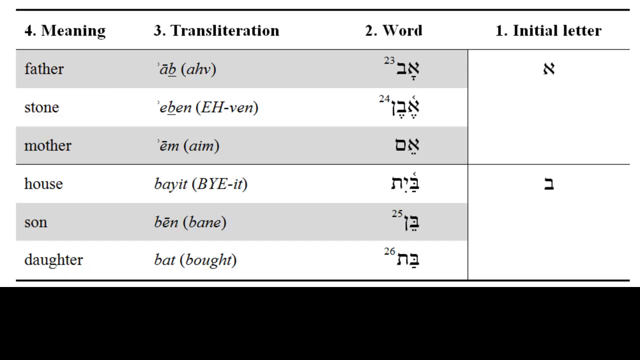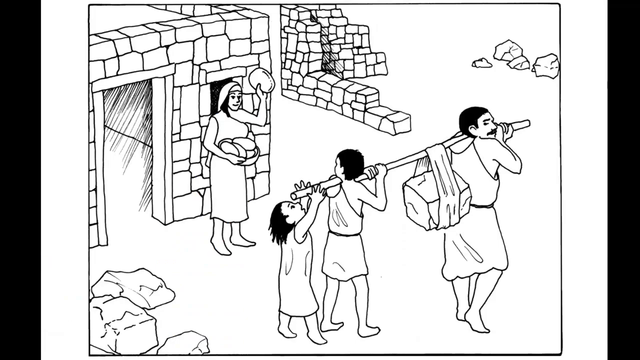Let's read over these words together. Av, Av. Evan, Evan. Notice the accent is on the first syllable, signaled by the raised chevron. Aim, aim. Bayit, bayit. Again, the accent is on the first syllable in this particular word. Bain, bain. Bat, bat.